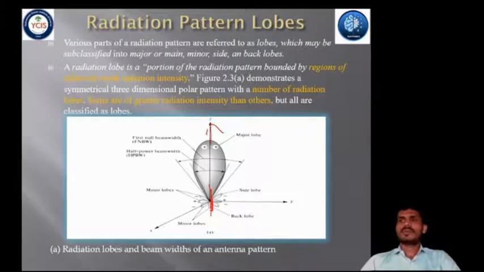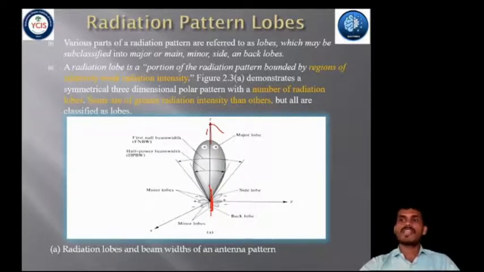Minor lobes usually represent radiation in undesired directions, and they should be minimized. Now there are a number of minor lobes, but which is the side lobe? Side lobes are normally the largest of the minor lobes.